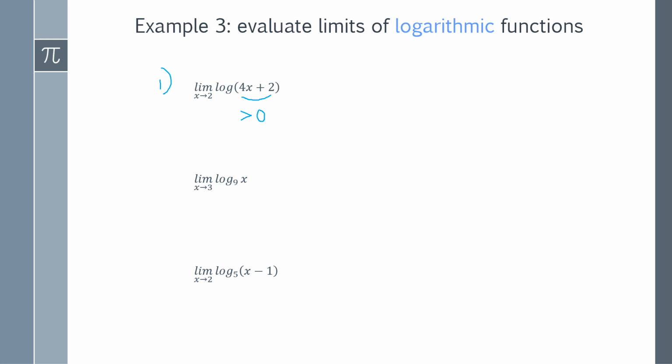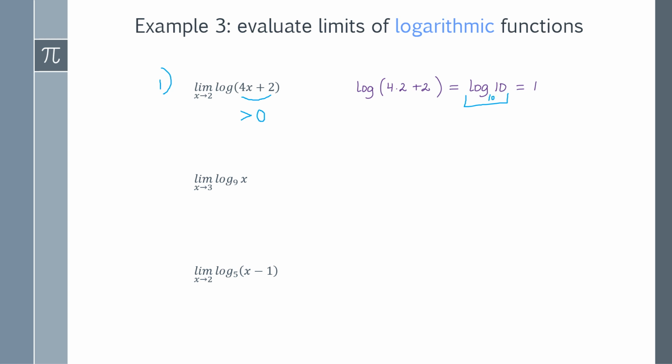So if I plug that in into our expression 4x plus 2, it is clear that we're going to get something bigger than 0. So that's all we have to do. We're going to evaluate it. Okay, so this is log of 4 times 2 plus 2, which is log of 10. And if you recall, log without a base being mentioned is automatically base 10.